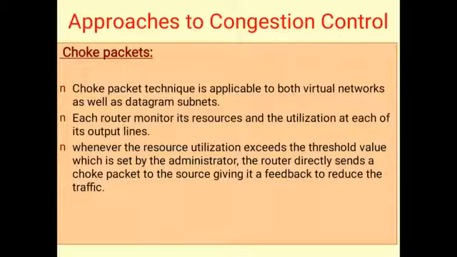Whenever the resource utilization exceeds the threshold value, which is set by the administrator, one administrator is there to set the threshold value. The threshold value is a fixed value. Once the utilization of the resource exceeds the threshold value, congestion will automatically occur. To avoid that, the router directly sends a choke packet to the source, giving it feedback to reduce the traffic.